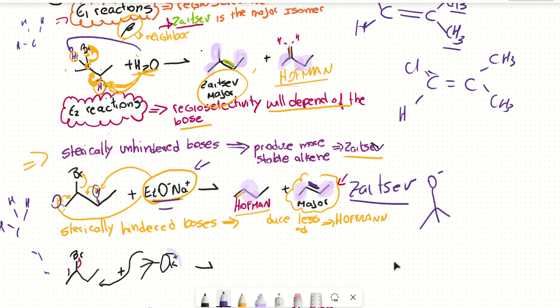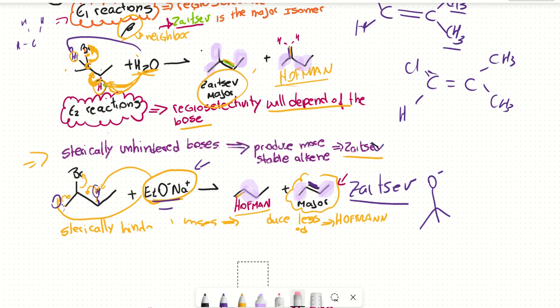However, if you have a strong, let me raise this, because I always explain this to students who call me and ask for help. Imagine I have the same substrate, the same product over here, and now I have a bulky base. So I'm going to use tert-butoxide, the one that I always use in examples.